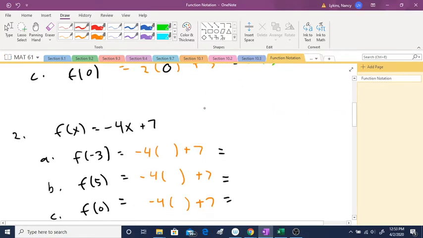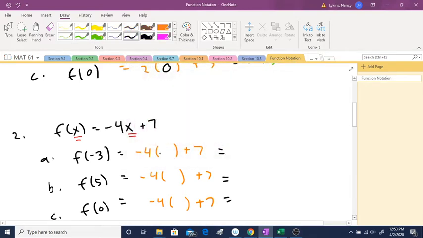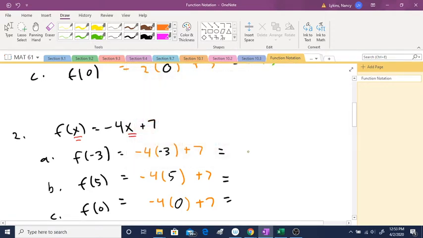Next example is f of x equals -4x plus 7. And notice my x right here means I have to have my variable to be x as well. Now, I always like to put in -4 and then in parentheses, that's where my x or my input is going to go, and plus 7. I'm going to do this with all 3 of my parts of this problem. So then all I'm going to do is fill in -3, 5, and 0.